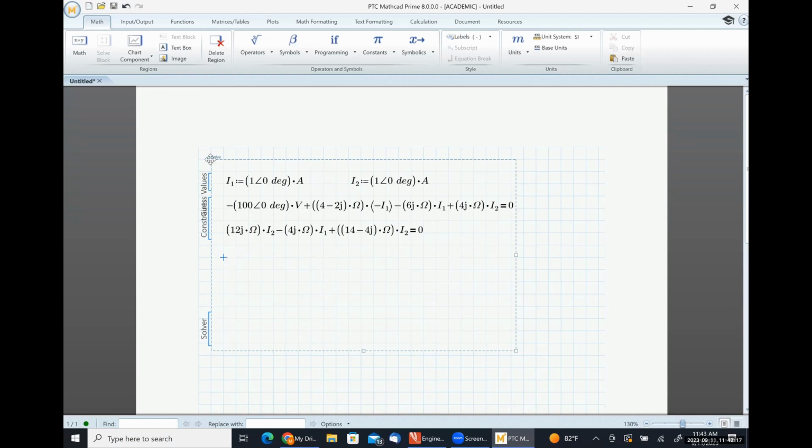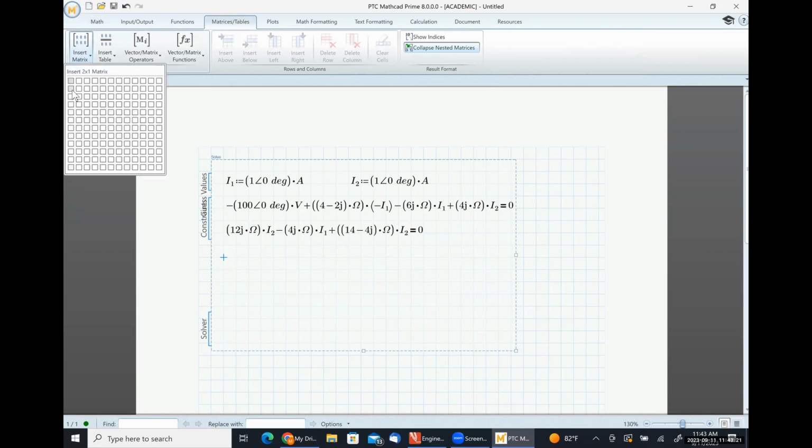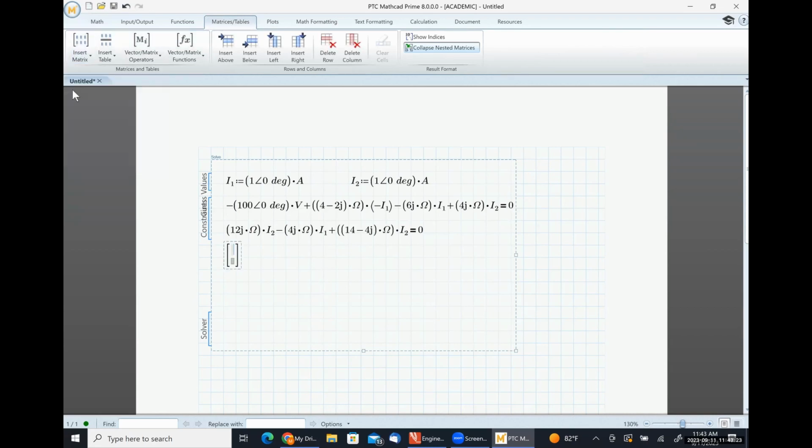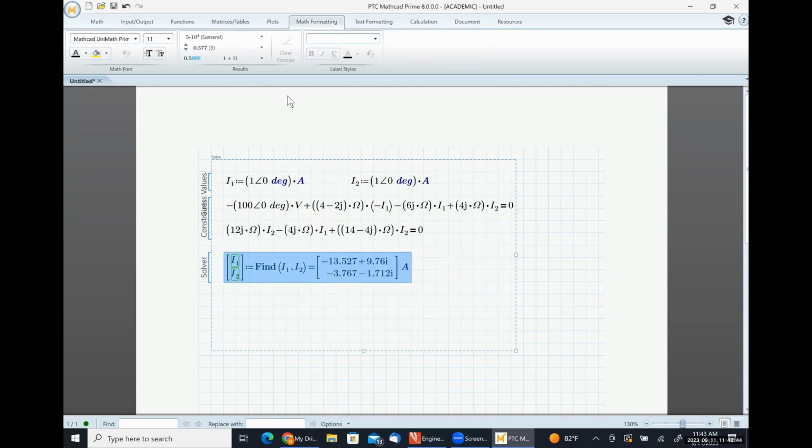And solve stuff, so the first thing I'm going to do is put in a simple matrix here, just a 2x1 matrix where my first variable is going to be I1, my second variable is going to be I2, and it gives me numbers in rectangular format, which I generally speaking hate. So I'm going to go into the math formatting here.